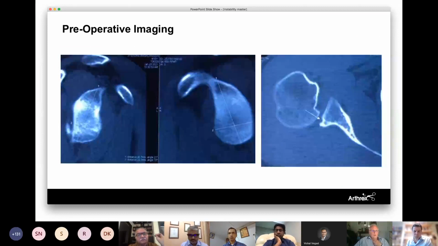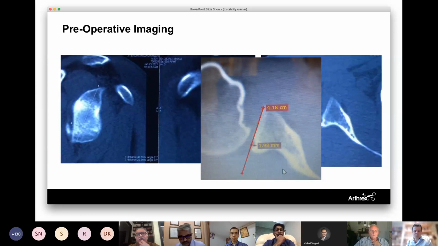Here's your CT scan. We see a big fragment missing on the posterior inferior side, starting from 6:30 going up to the 9 o'clock position. We do have a displaced fragment on the axial cut, which is splayed out on the articular surface and tilted. Can we have the next one, Mark?